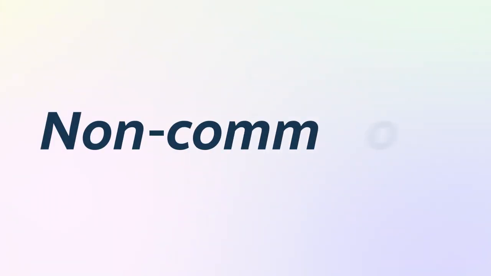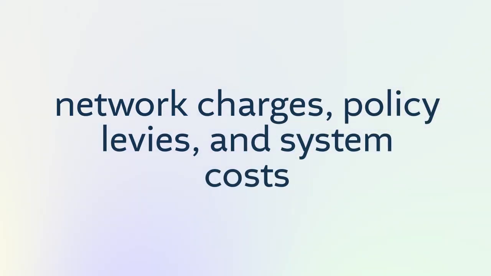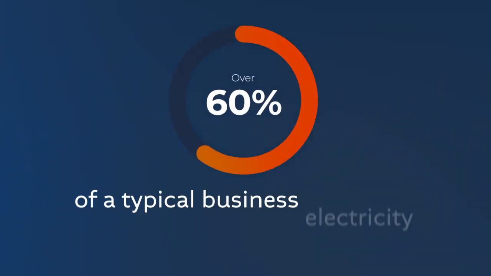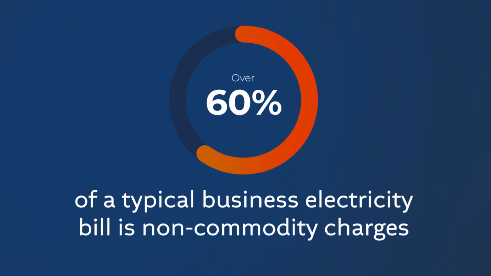The second part is the non-commodity element, network charges, policy levies, and system costs. This is set by TNUoS, Ofgem, and the government, not your supplier. In 2026, non-commodity charges make up over 60% of a typical business electricity bill. And in most standard supply agreements, this element is not fixed. It is passed through at whatever rate applies as it changes.